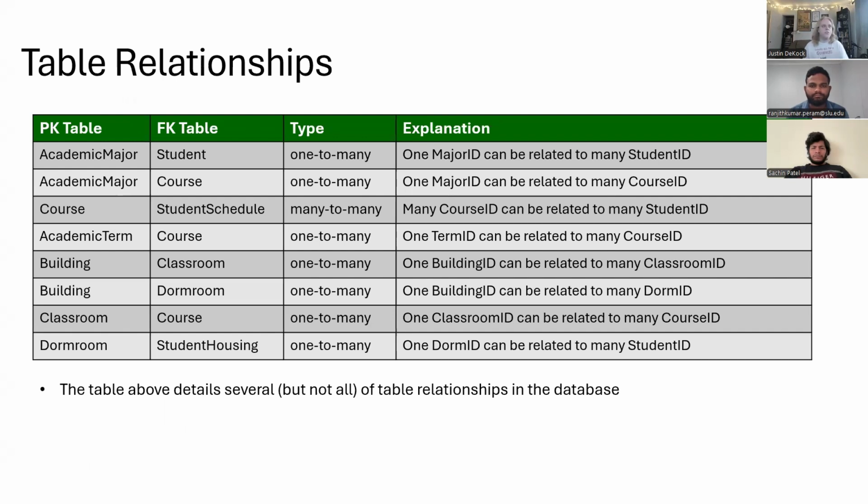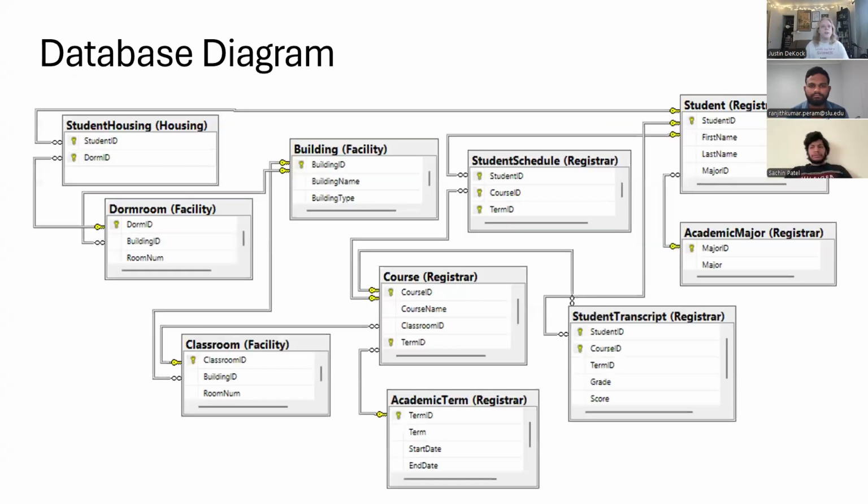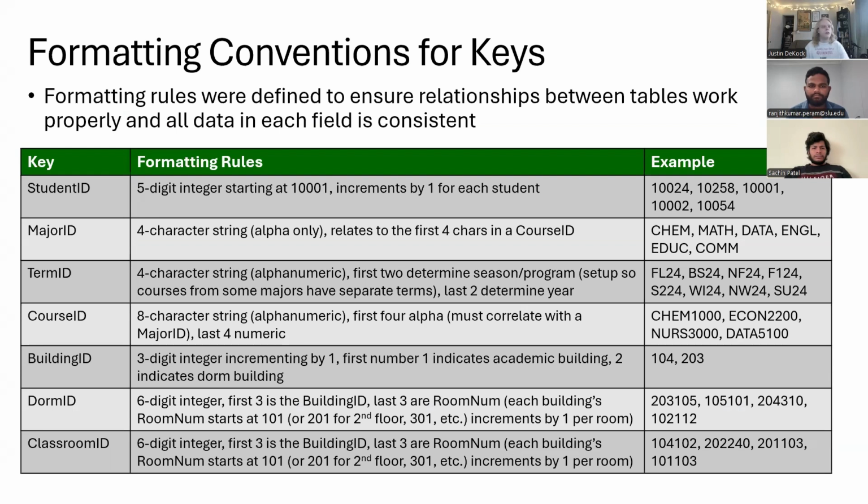There are several relationships within the tables. Here are a few key relationships in the database. An academic major can be related to many student IDs, but a single student ID can only be related to a single academic major. Moving on, here's the database diagram. You can see student ID is a foreign key, and in some cases the primary key and foreign key, in several tables. With the creation of those keys, we had to set some naming conventions to make sure everything relates okay. These are just basic rules that we'll see come to fruition in the next few slides as we start implementing the database.